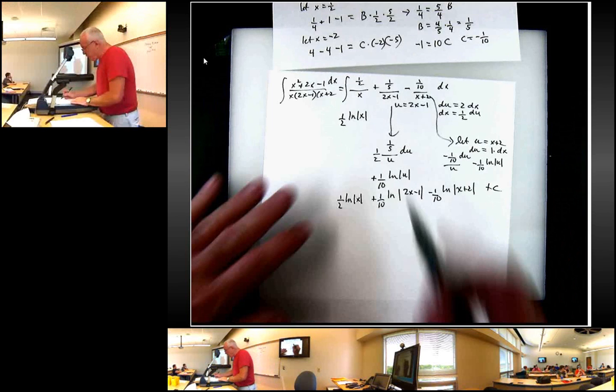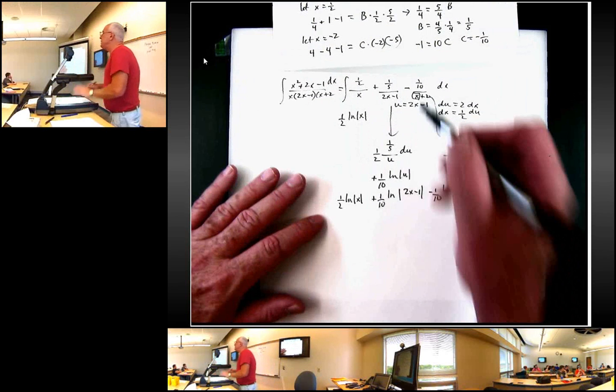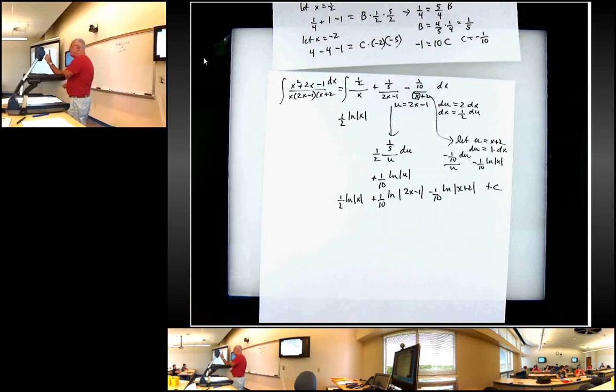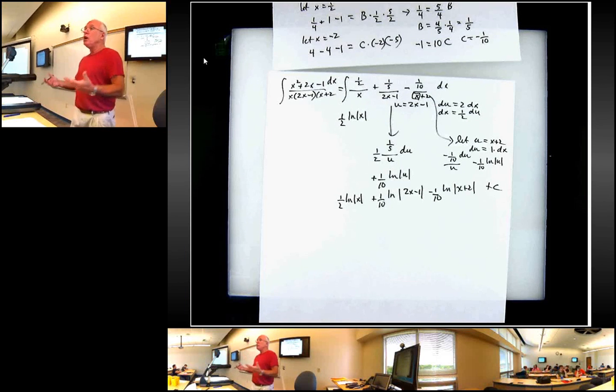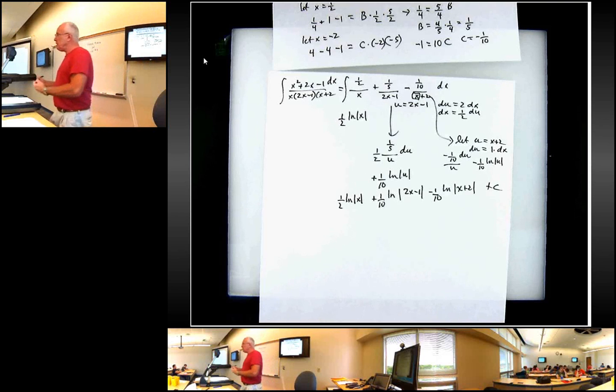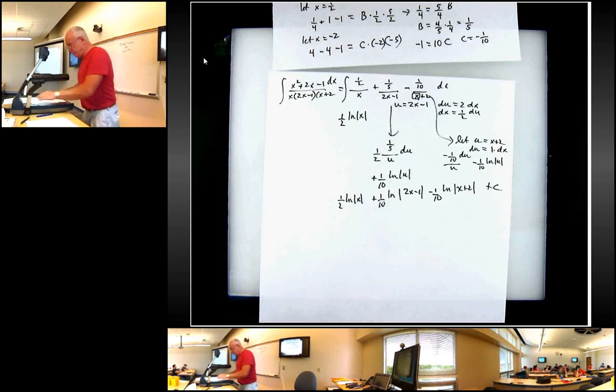When your coefficient in front of your x is a nice 1 like this, and it's just like x plus something or x minus something, you don't really have to go through that whole u substitution business. I mean, you can, and hopefully you'll get to the right answer. You just don't have to. All right. Does that answer your question? All right. Okay.